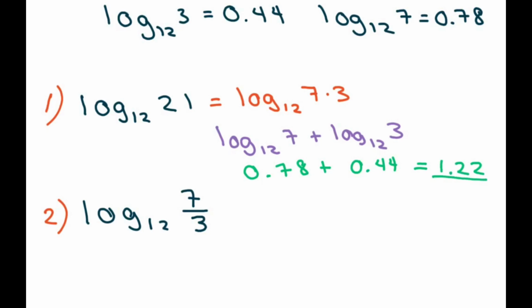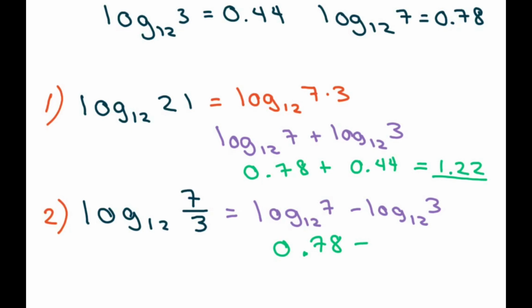And that's it. Now on this one, we're going to expand it by using the quotient property. Log base 12 of 7 minus log base 12 of 3. So we just substitute now. Log base 12 of 7 is 0.78 minus log base 12 of 3 is 0.44, and that equals 0.34.